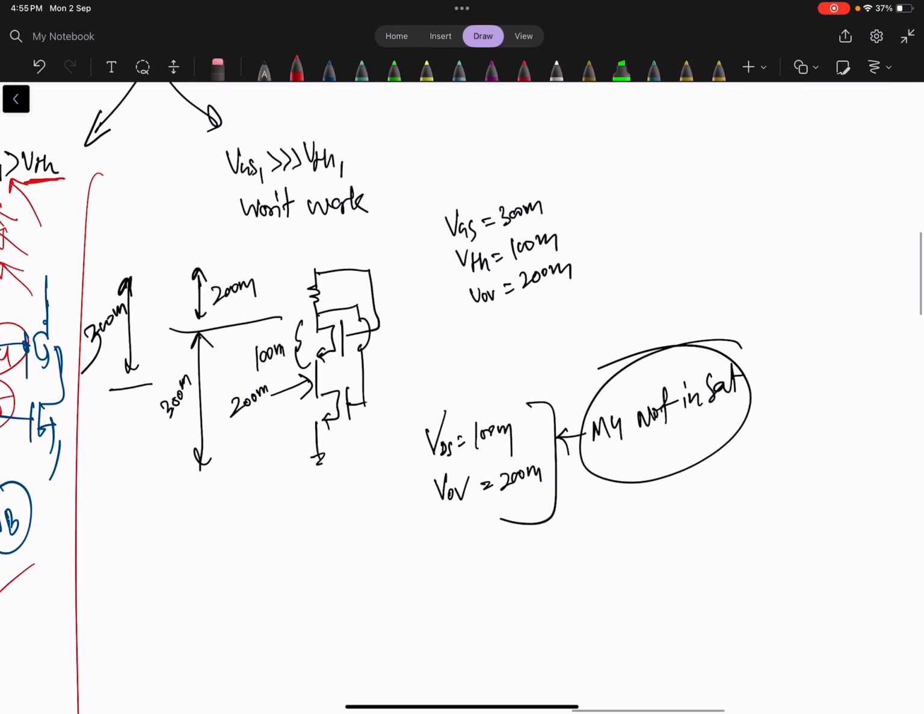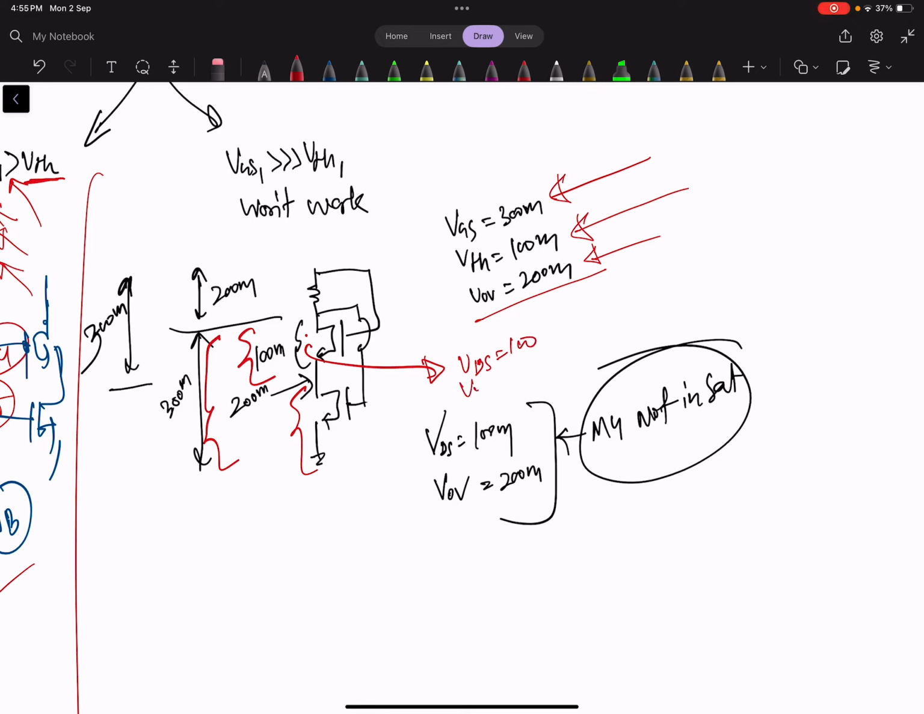Okay, let's see one more example. Here you see that VGS is 300 and VTH is 100, then VOV is 200. In that case, this is 200, this is 300, so this will be 100. Now if you see that this VDS is 100 and VOV is 200, so M4 is in the linear region, this M4.